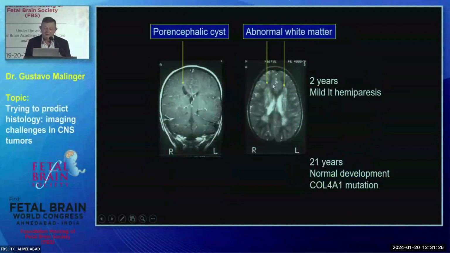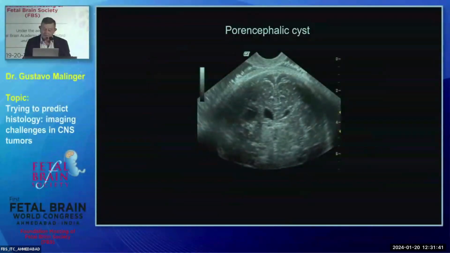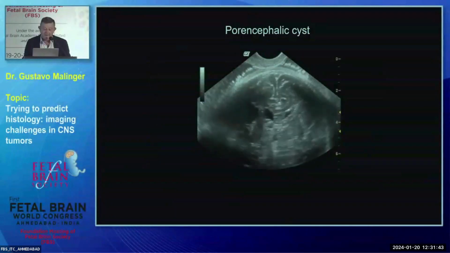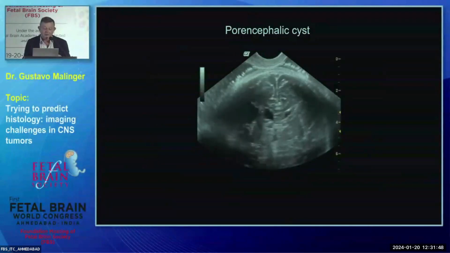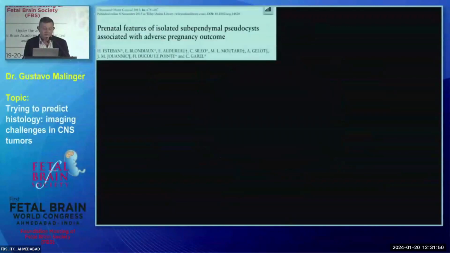And you can see here, as Moran showed you, the associated abnormal white matter when you perform a postnatal MRI, which was not diagnosed during pregnancy. These are porencephalic cysts that are quite big and not related to the lateral ventricles.